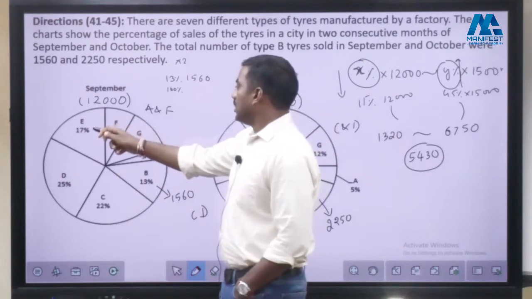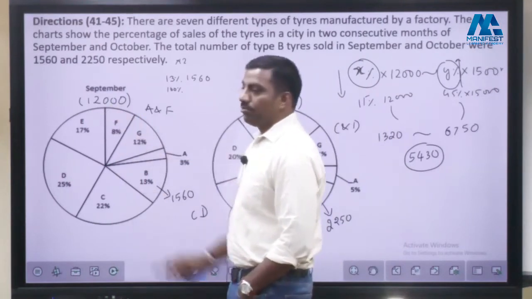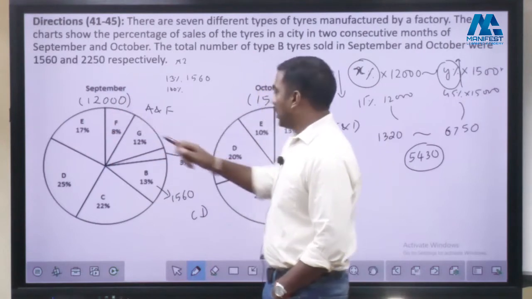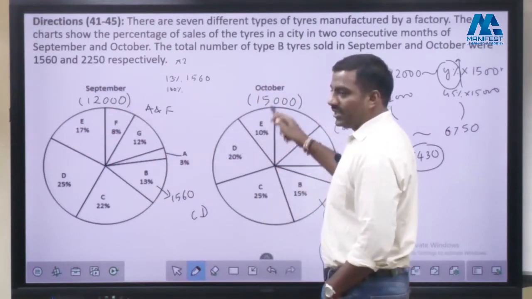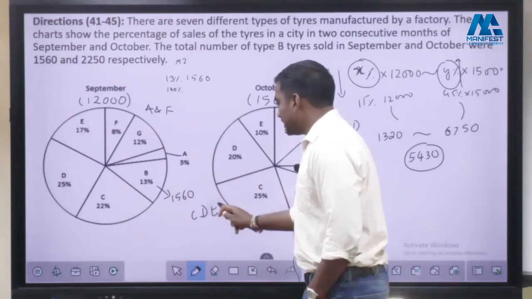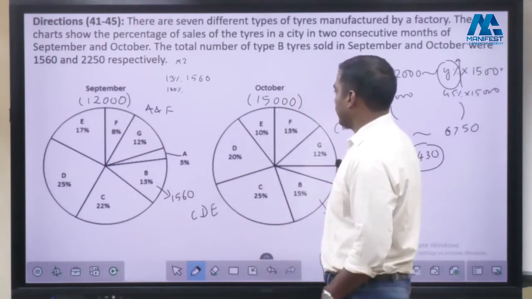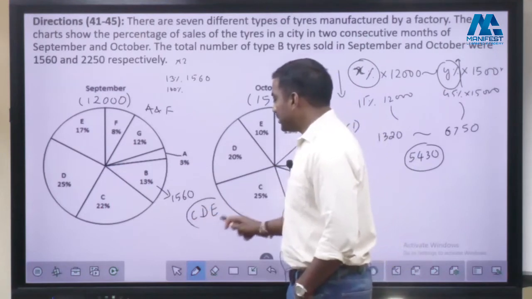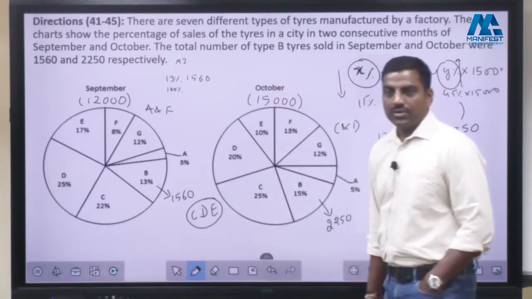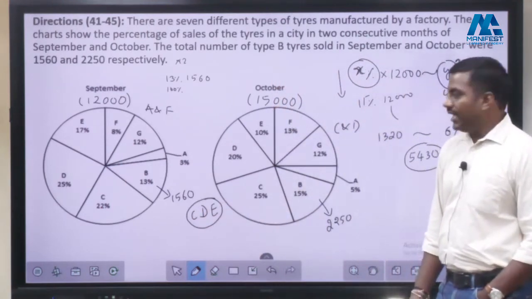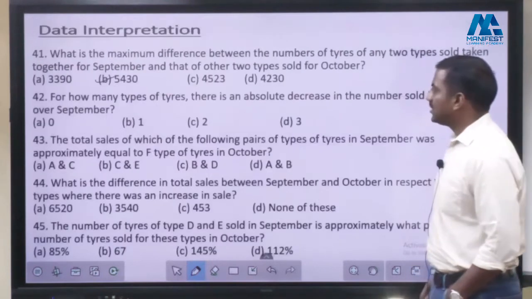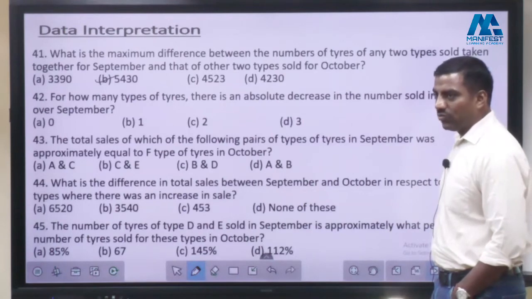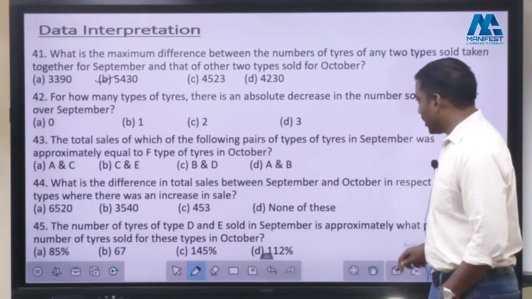E. 17%, right? Bigger percentage, smaller number. Smaller percentage, bigger number. There is a chance. What about F? F, there is a rise. So you have to look at C, D and E. So look at the answers. Okay, 1, 2, 3 are there. So let us see whether it is 1 or 2 or 3 or none of them.